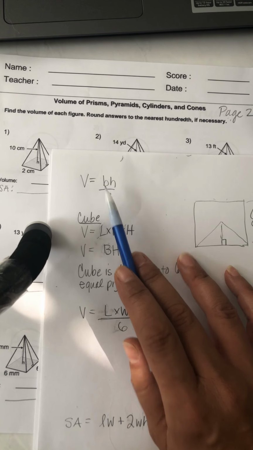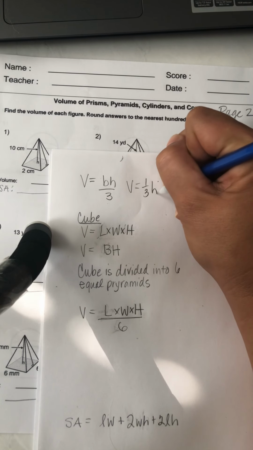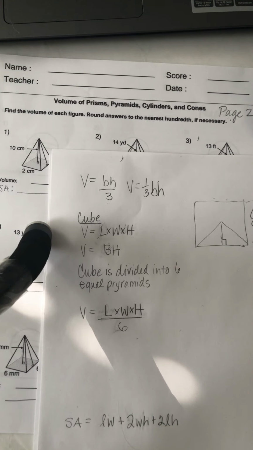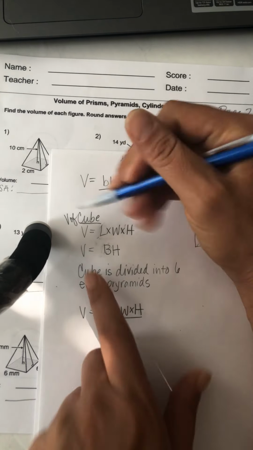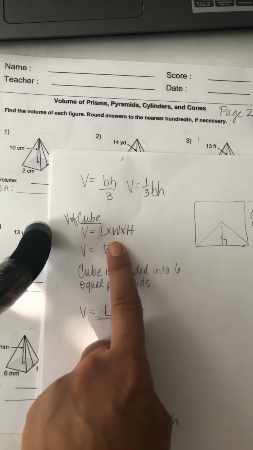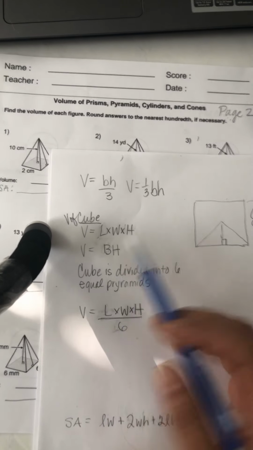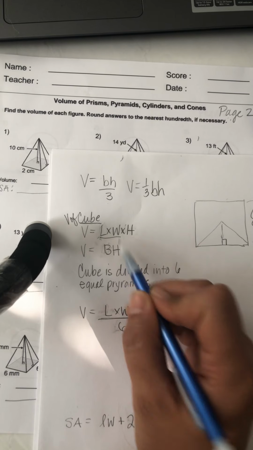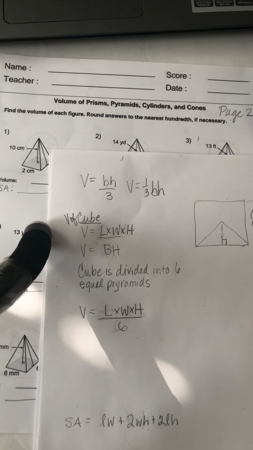equals base times height over 3. Or another way that this is written is 1/3 base times height. I want to try to get you to understand how this works. When you're thinking about the volume of a cube, the volume of a cube is length times width times height. The reason I capitalize these is to remember that this is where we're starting, from the volume of a cube. And then that gets simplified because we know that the length times the width is also called the base. So the volume of a cube is base times height, right?